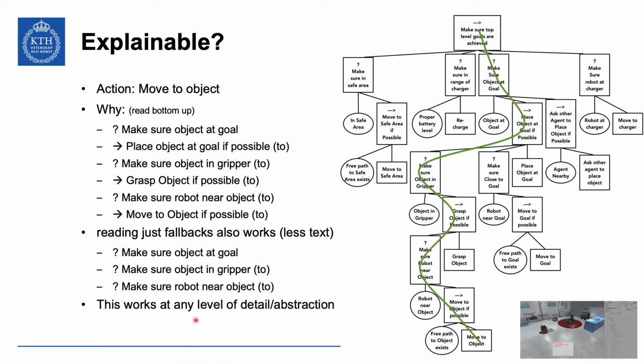And this works at any level of abstraction. If you imagine you collapse a subtree here, you can just read the make sure things, and then you obviously get fewer details, but it still makes sense in a proactive way. So if you just cut here and you're doing something, instead of saying I'm moving to the object, you can just say, what is the robot doing right now? Well, it's making sure the object is in the gripper in order to make sure the object is at goal.